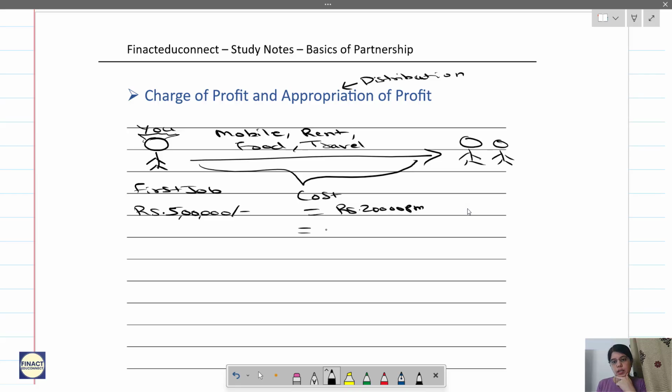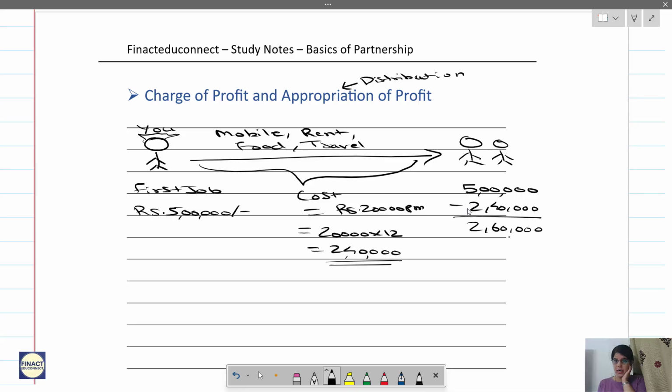So for a year the cost will be 20,000 into 12, so it comes to 2,40,000. So you are estimating that at the end of the year, let's say there is no income tax, you will have 5 lakhs that you have earned, minus 2,40,000 which was your expense. So the balance amount is 2,60,000. You will have 2,60,000 at the end of the year, and this you will be distributing.